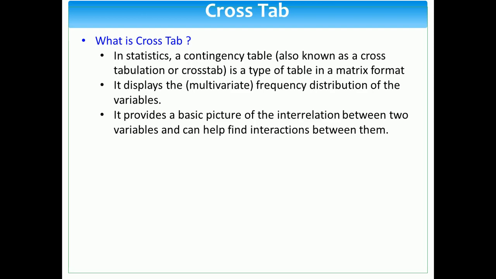When we talk about statistics, typically a contingency table is made. It is also known as cross tabulation, or CrossTab in short. It's a type of table in a matrix format that displays the frequency distribution of the variables. That means if you have various data and you want to take a look at the frequency distribution of those variables, then this CrossTab or cross tabulation approach is used.